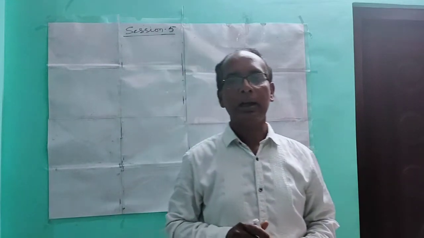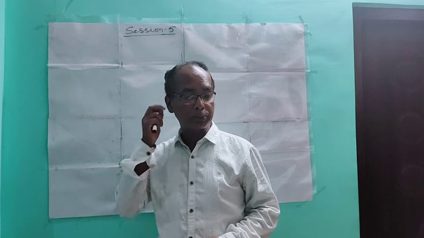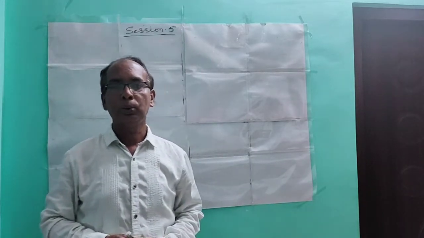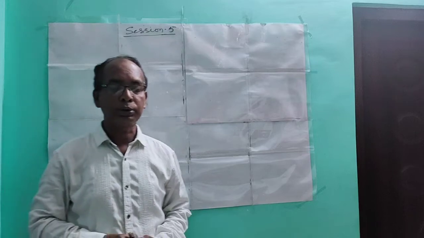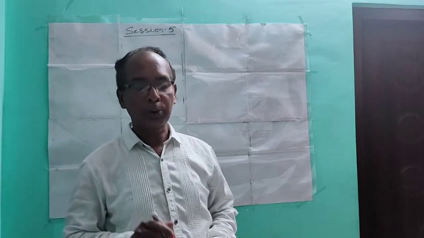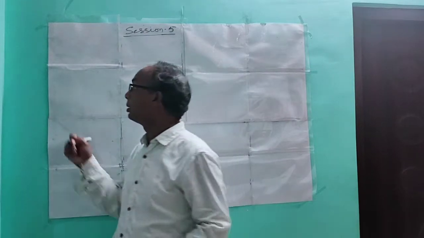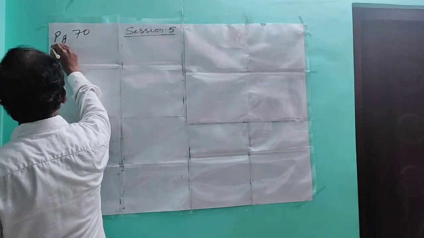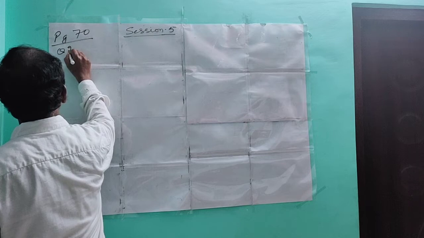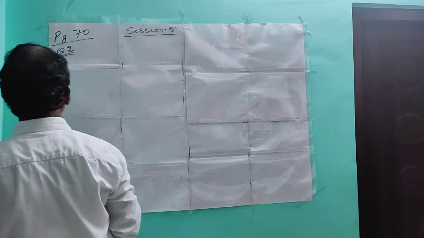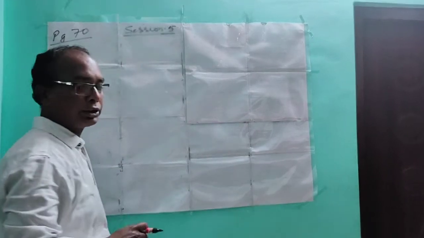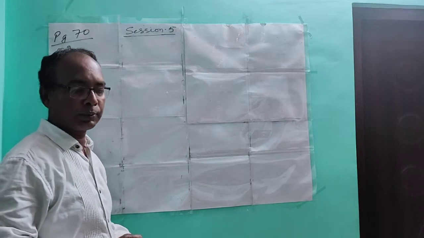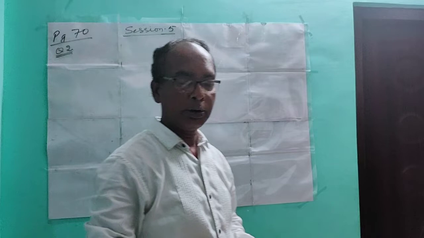In the last class I explained the programs, that is page number 69 and question number 1. But today I will start one new program, that is page number 70 and question number 2. The questions are given in your book. You can check the question in your book, and according to the questions, the output is also given in your books.